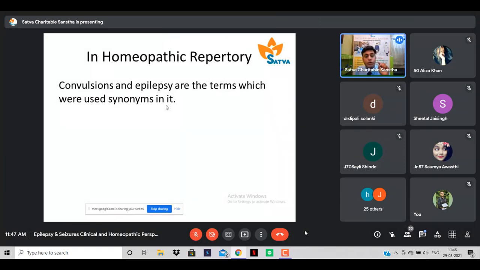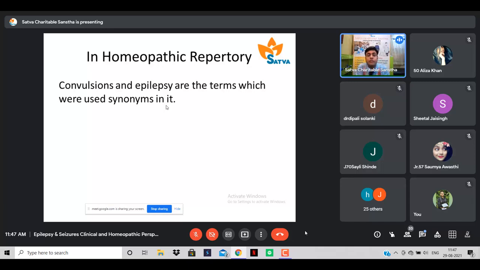Third, when we talk about convulsion as a rubric, we are thinking from the point of view that convulsion is one particular episode. Epilepsy is a diagnosis, but finally a person who is suffering from epilepsy will get convulsions. So we have to see what type of convulsions the person gets.